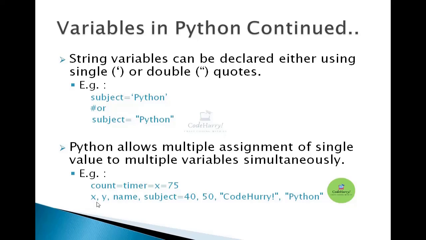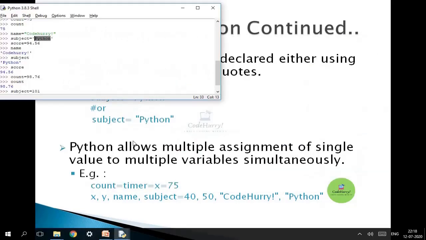Also, we can assign the values within a single statement like this. X comma y comma name comma subject, these are the four variables in which the values stored are 40, 50, code hurry, and Python respectively. Again, we'll see these examples so that you'll understand it. So now what I'm doing is count equal to timer equal to, I can have some other variable because count I've already used. CNT is equal to timer is equal to x is equal to, say, 90. And now I'll just type CNT. See, it is 90. Timer 90, x 90. So all these values can be assigned simultaneously.